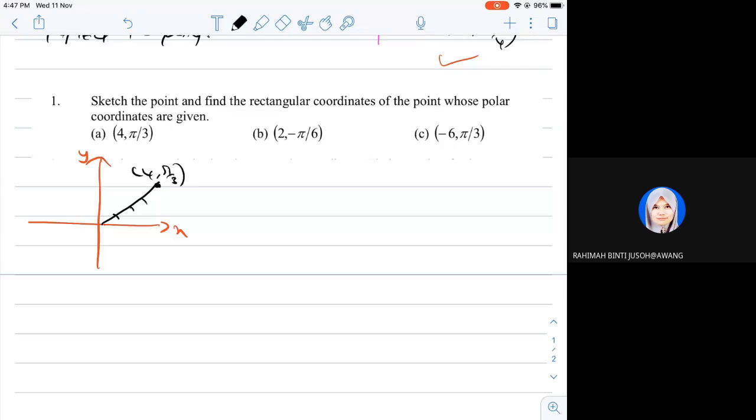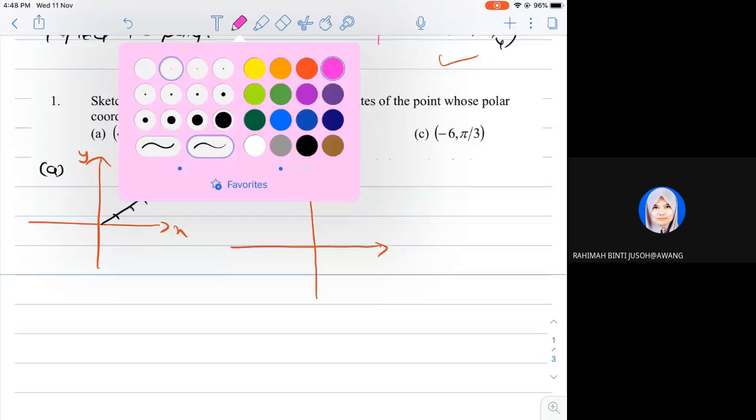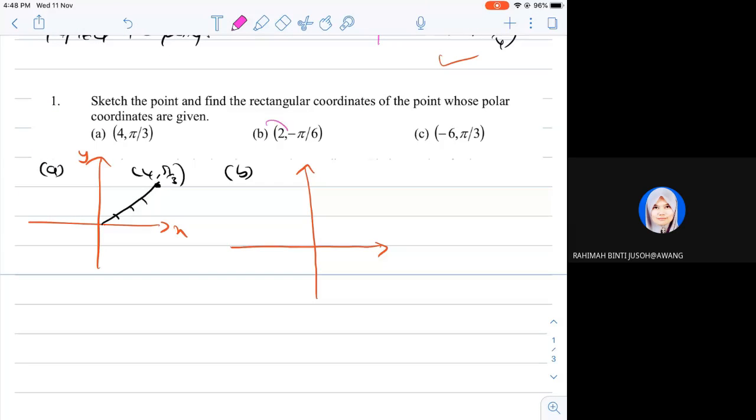Now how about question B? This is A. 2, negative pi over 6. Where is the position? Which quadrant, guys? Not third, but it's okay, nice try. Do we need to reflect this? No, no need. Why? Because the r is positive, still positive. The negative just belongs to the angle.